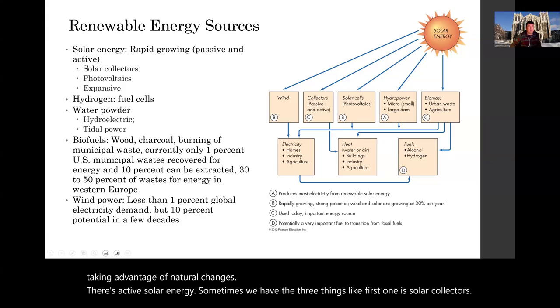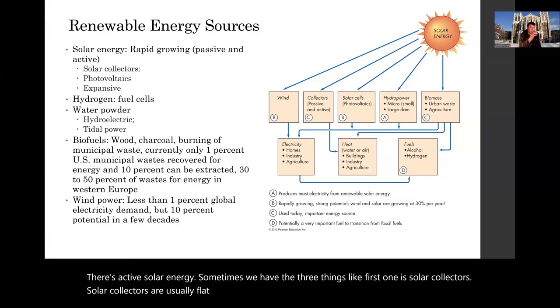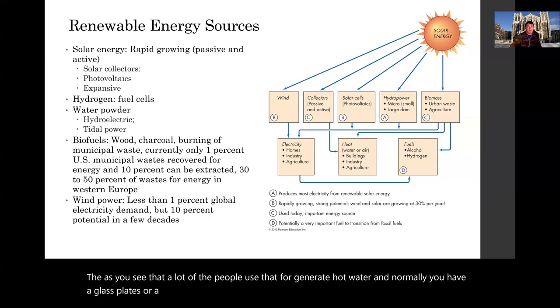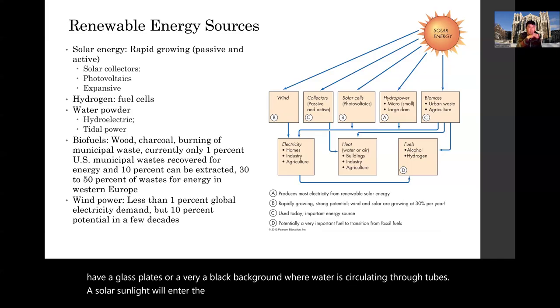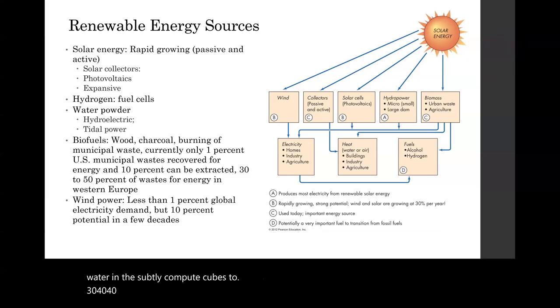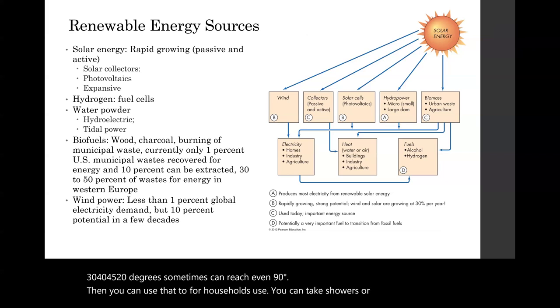Solar collectors are usually flat panels, and as you see, a lot of people use them to generate hot water. Normally you have glass plates over a very black background where water is circulating through tubes. Sunlight will enter the glass and be absorbed by the black background. Then it can heat water in the circulating tubes to 30, 40, 45, 50 degrees, sometimes even 90 degrees. Then you can use that for household use. You can take showers, wash clothes and so forth.